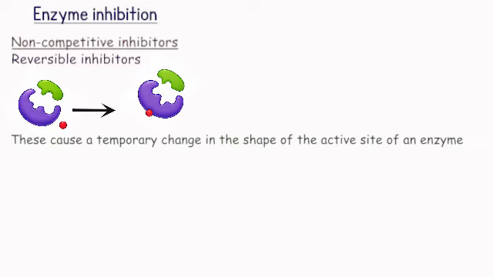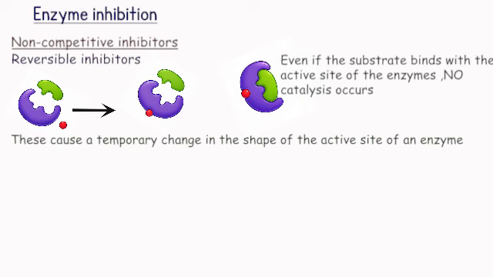So even if the shape of the active site is reduced, eventually a substrate can bind with this enzyme, but because of the presence of the reversible inhibitor in this case, even if the substrate binds with the active site, no catalysis will occur. And I hope you know what catalysis means. Anyway, reversible inhibitors affect the enzyme and the rate of reaction only as long as they're attached to the enzyme. So as soon as these reversible inhibitors detach, the enzyme returns back to its original shape and can function normally. So that's what you need to know on reversible inhibitors.